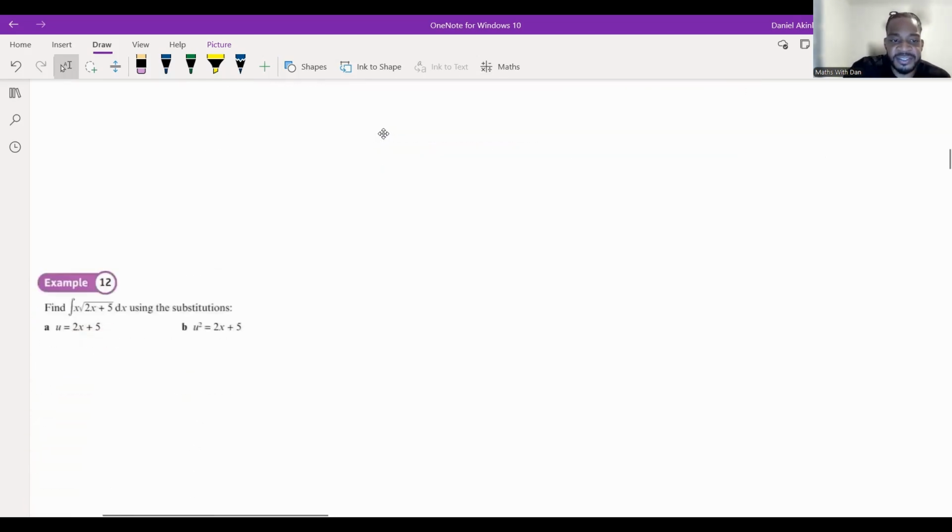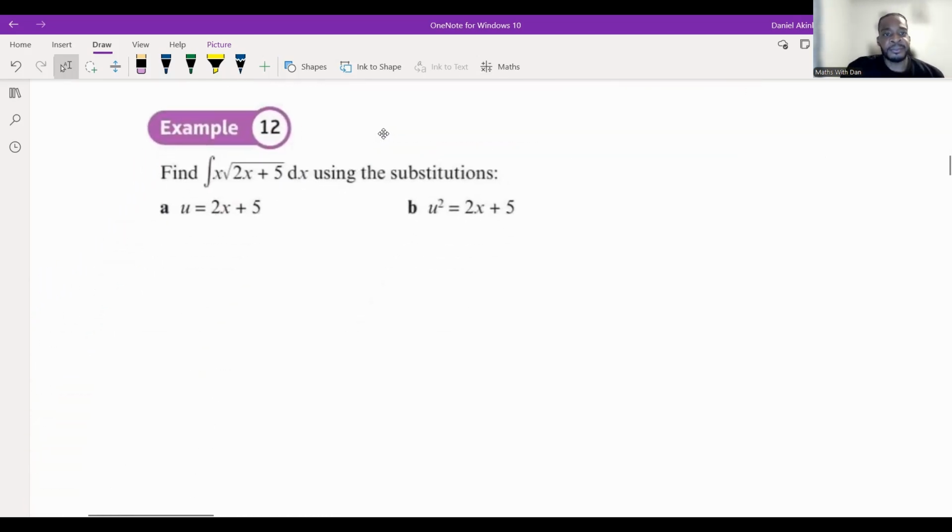So let's have a look at a couple of these examples here. It says find the integral of x root 2x plus 5 dx using the substitutions. And we've got two options here. Now, sometimes when you do a couple of them, you'll start to notice that you can actually use different substitutions, right?